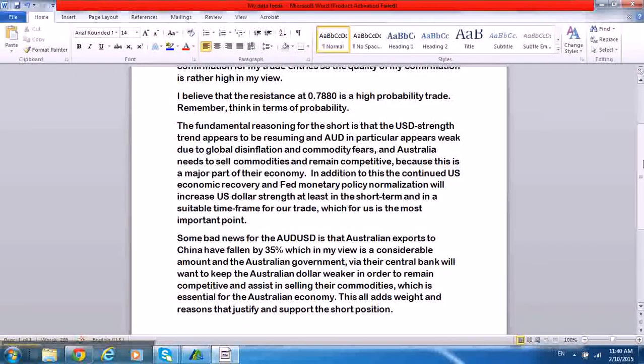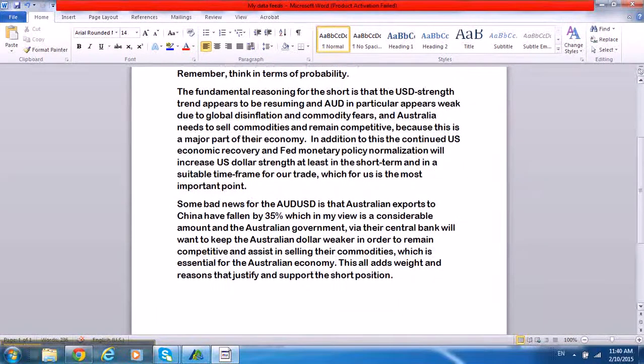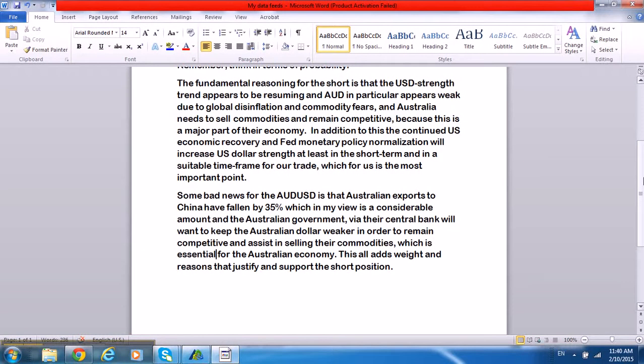The fundamental reasoning for the short, and this is important because we must combine good risk management, trade allocation, the amount we put on a trade, along with technical analysis and fundamental reasoning. The fundamental reasoning for the short is that the US strength trend appears to be resuming, and the Aussie in particular appears weak due to global disinflation and commodity fears. And Australia needs to sell commodities and remain competitive because this is a major part of their economy.